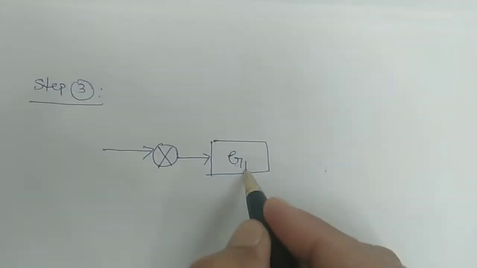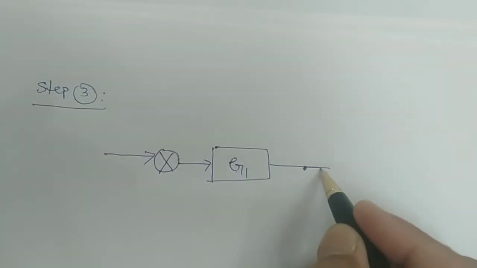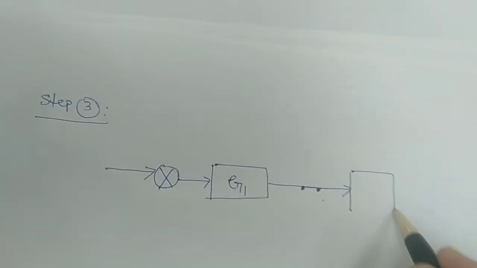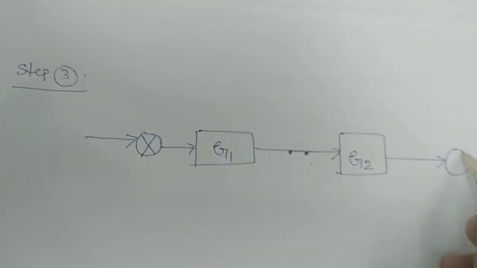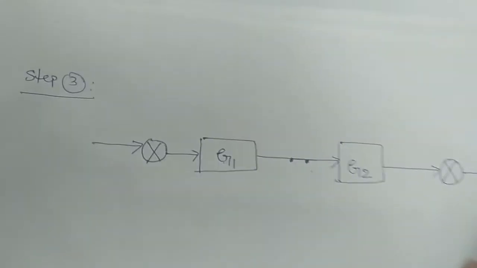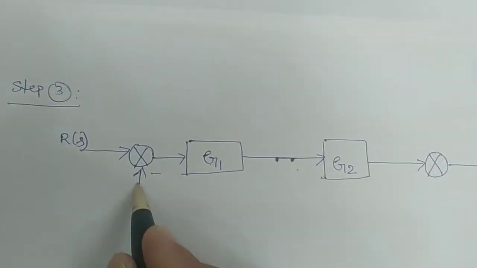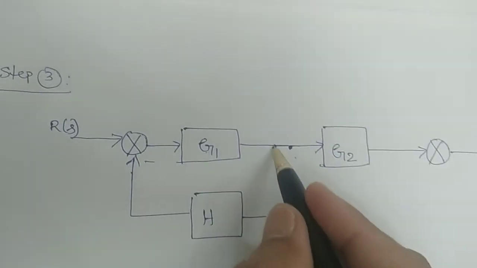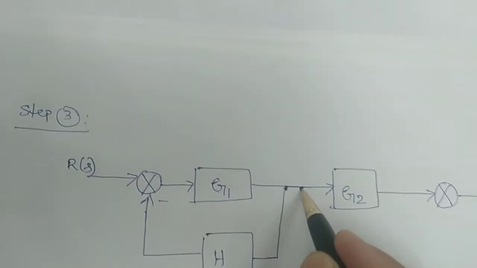So this is your G1. This is one point, no? That point you can write here also like this. Don't worry. This is G2. This is the summing point. This is your C of S. This is your R of S. And here, however, you have your feedback loop as H. Okay, this is coming. And I can put it like this also.